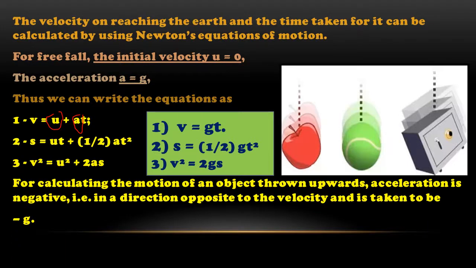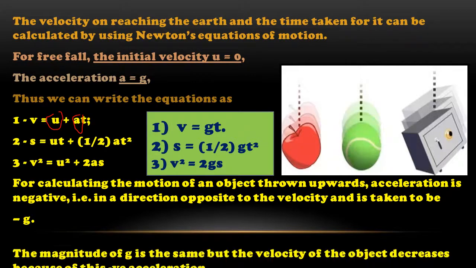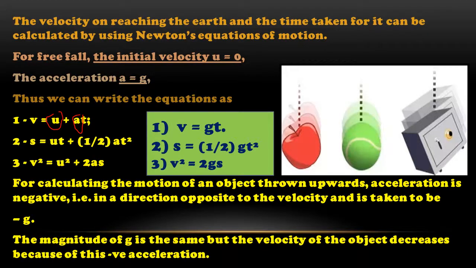Okay, so student, for calculating the motion of an object thrown upwards, acceleration is negative. That is, it is in the direction opposite to the velocity and is taken to be minus g, and the magnitude of g is the same. The velocity of the object decreases. Why does it decrease? Because of this negative acceleration.